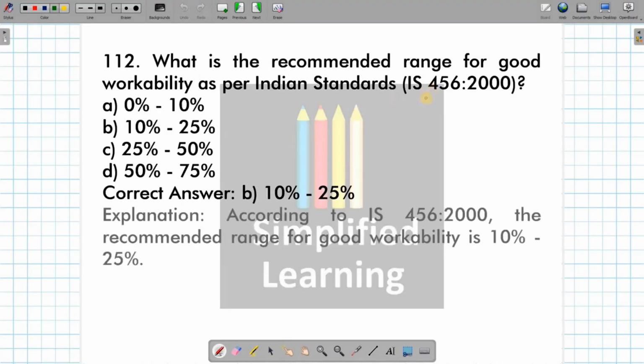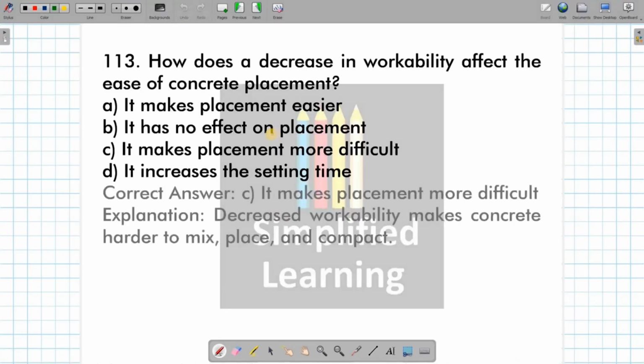And what is the recommended range for good workability as per IS? IS 456-2000 says that 10 to 25% is the range of good workability. Then how does the decrease in workability affect the ease of concrete placement? See, decrease in workability is going to result in mixing difficulties, then placing difficulties, as well as compacting difficulty. Thereby it is going to make placement more difficult. Means whatever place or whatever mold you are going to put concrete in, the decrease in workability is going to make that placement process more difficult, right?